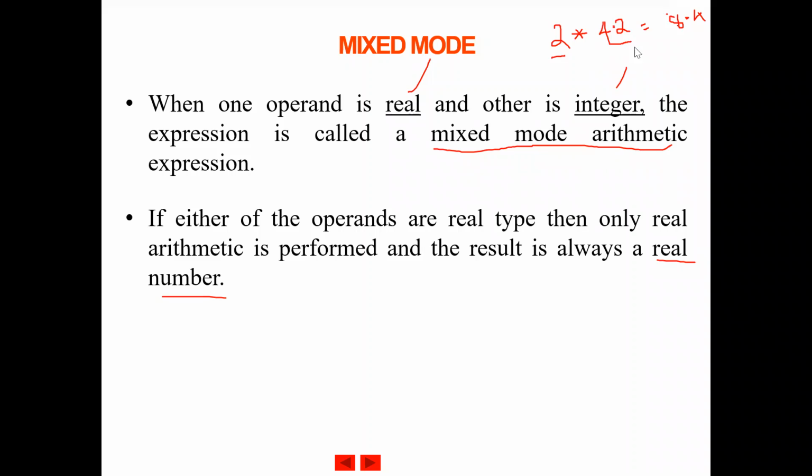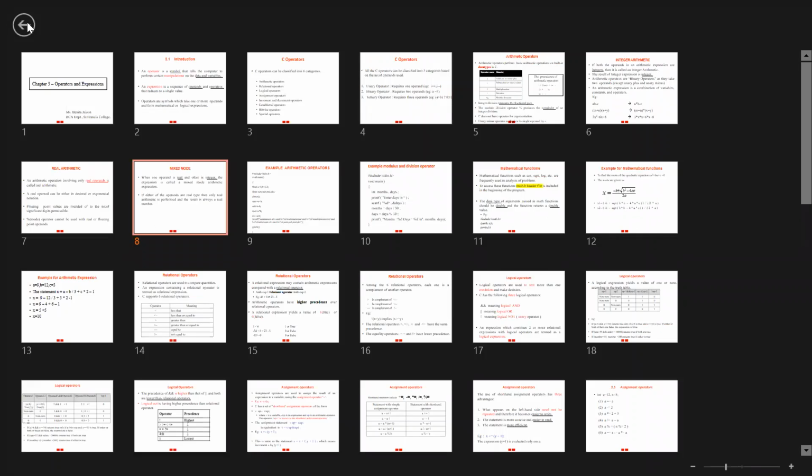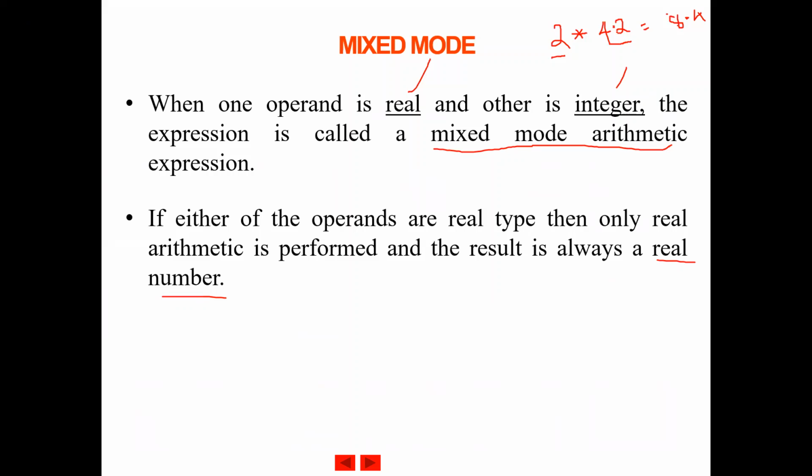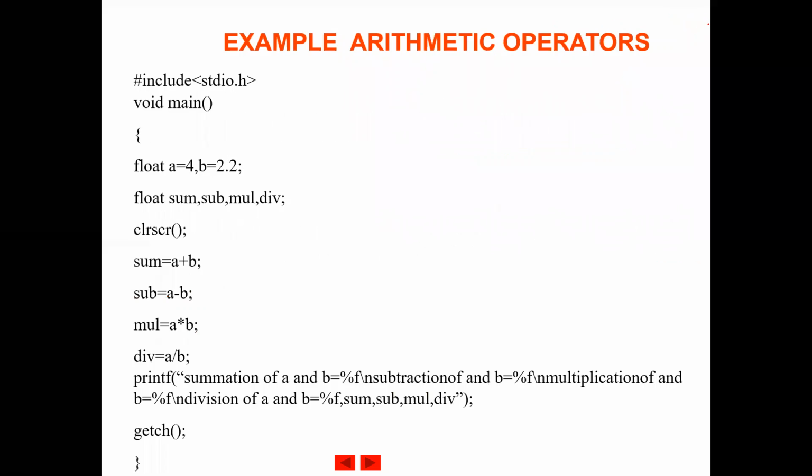If one of the operands is a real number, it will always be performing real arithmetic, even if it is a mixed mode arithmetic. The answer will always be a real number, which is having a decimal part.